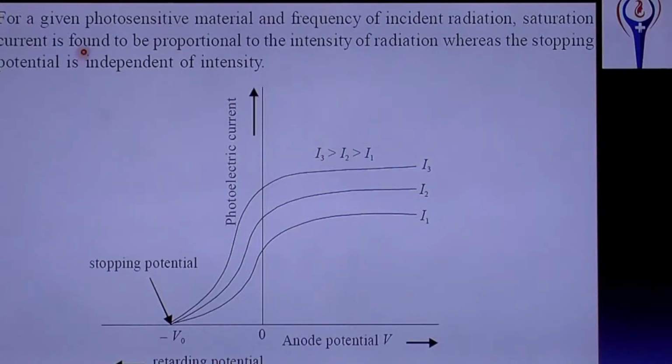Second law, for a given photosensitive material and frequency of incident radiation, saturation current is found to be proportional to intensity of radiation, whereas the stopping potential is independent of intensity. See the curve? For different intensity, different photoelectric current. But stopping potential is the same. Whatever the intensity, stopping potential is the same, that is called V naught.